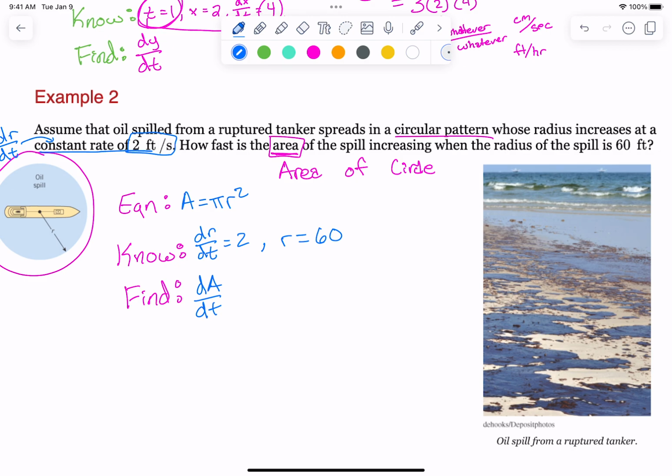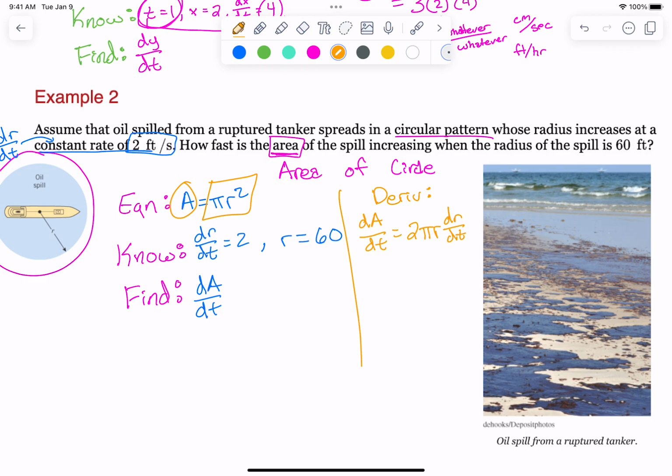Okay, now what do we do? We need to take the derivative. So we do the left side and the right side. What's the derivative of A? dA/dt. And pi r squared: pi is not a variable, so we don't have to do the product rule. Pi is a number. So the derivative of pi r squared is 2 pi r to the first power dr/dt.